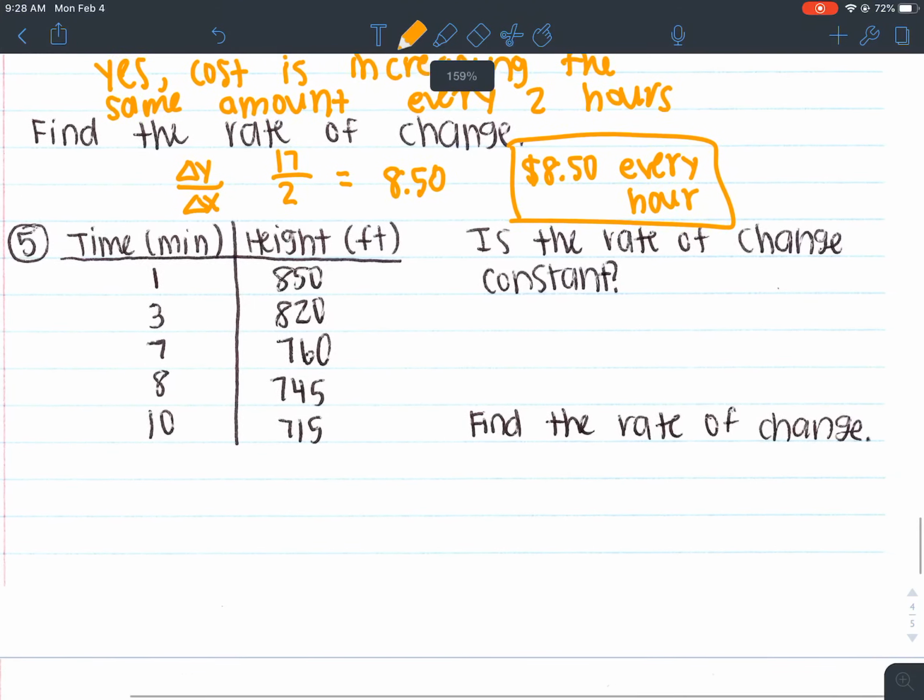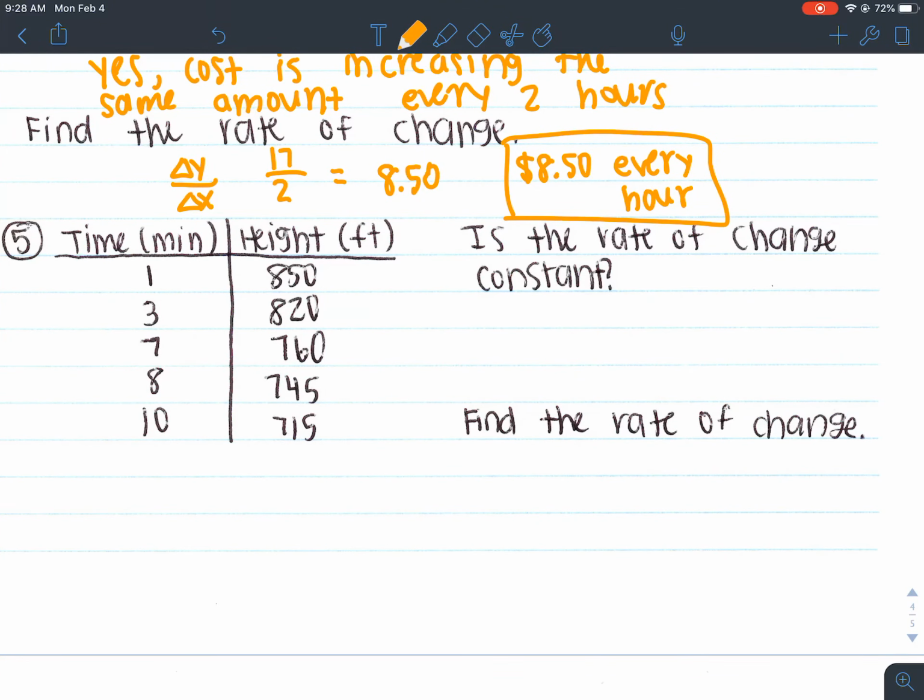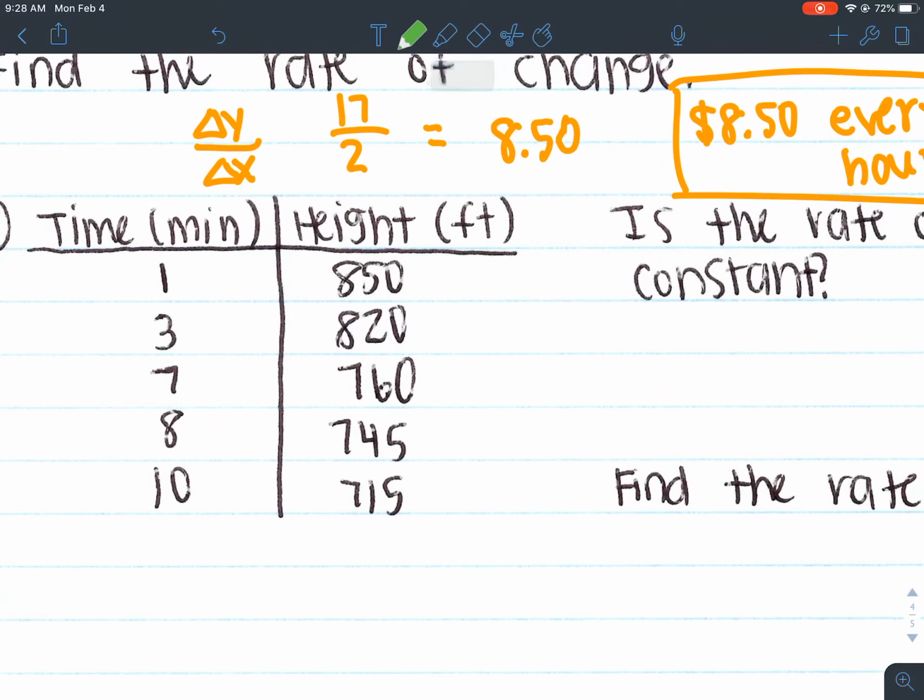All right, and then number 5, I want you to go ahead and try that one on your own. It is very similar to number 4. So go ahead and pause it and try it. All right, so first question, is the rate of change constant? Well, let's figure it out. We have time and height, so let's first of all figure out which one's x, which one's y. Well, independent is always our x, and dependent is always our y. So what do you think is going to be the independent? What doesn't depend on anything? Time. Time never depends on anything. And height is going to be what's dependent. The height of whatever this is depends on how long.